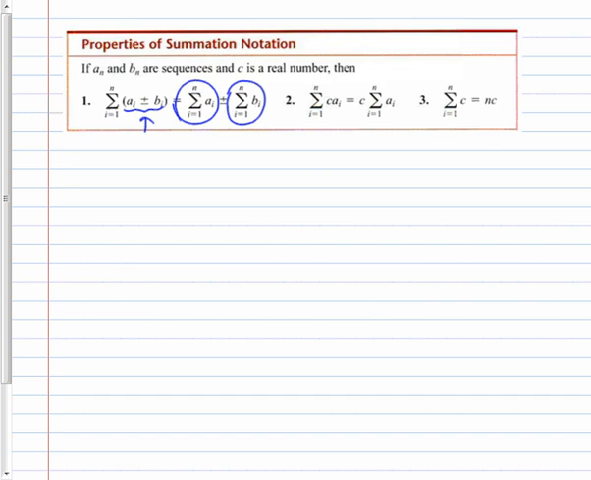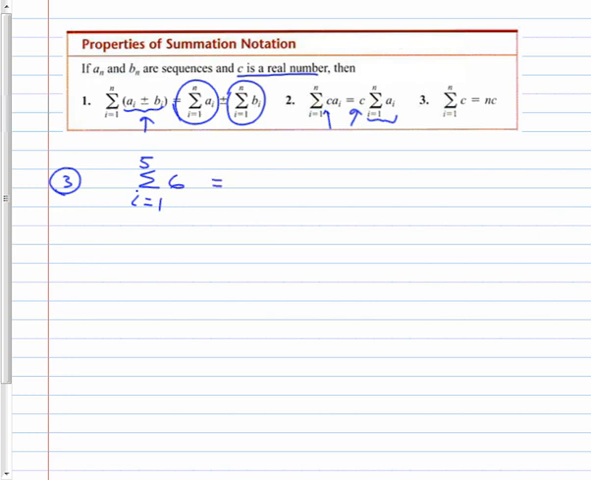Second property: if I have a constant, c is some real number, times a sequence, I can just take the summation and then multiply it by the constant, instead of having to multiply by the constant each time. And the last one, if I have the summation of a constant from 1 to n, let me show you number 3 for just a minute. Let's say they want the summation from i equals 1 to 5 of the number 6.